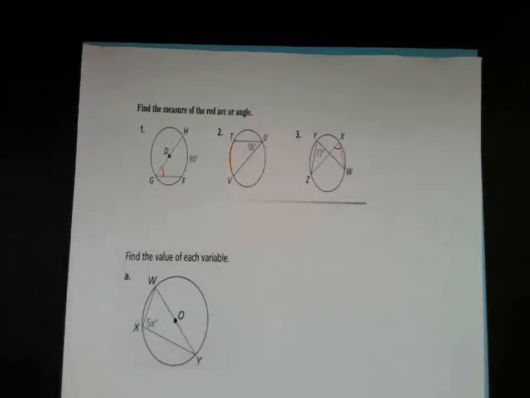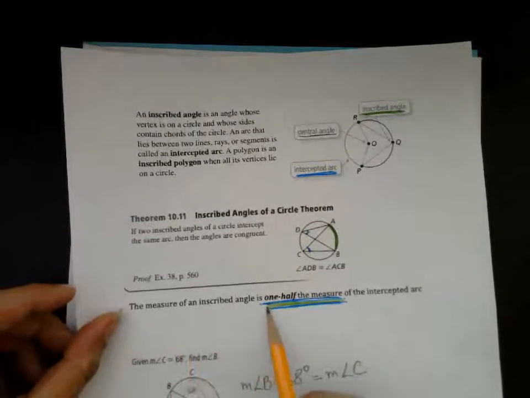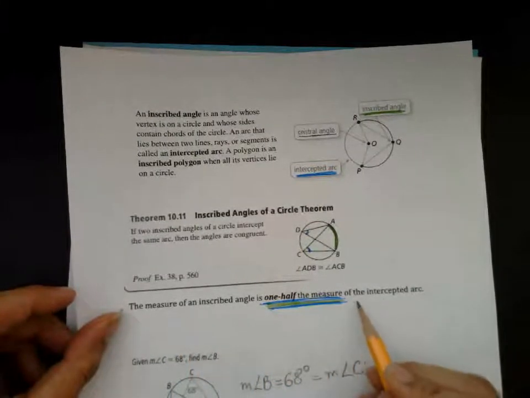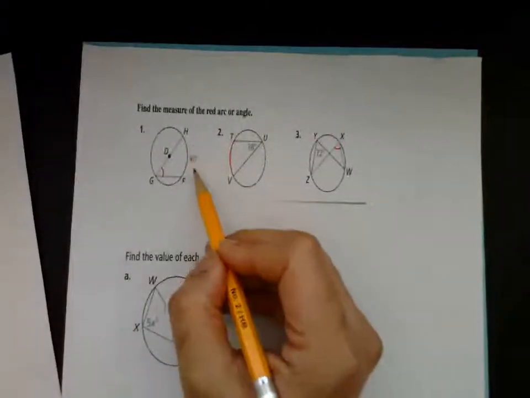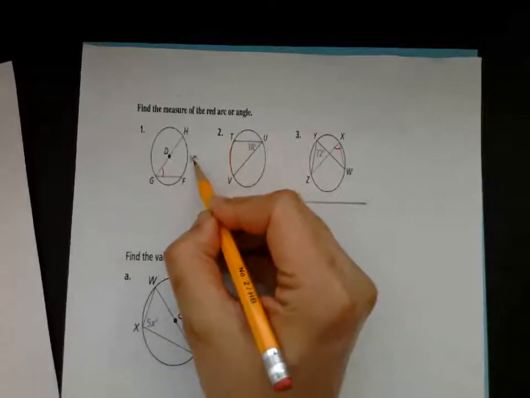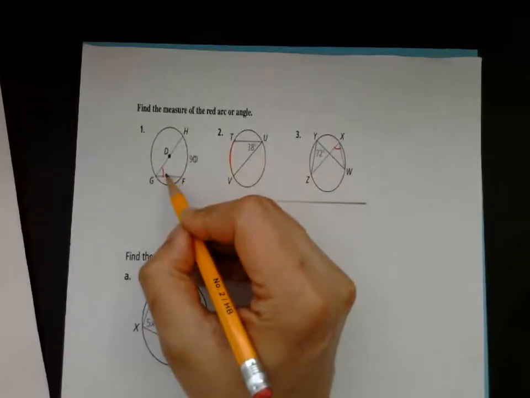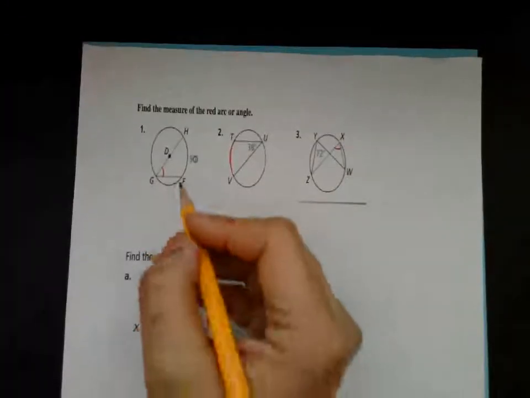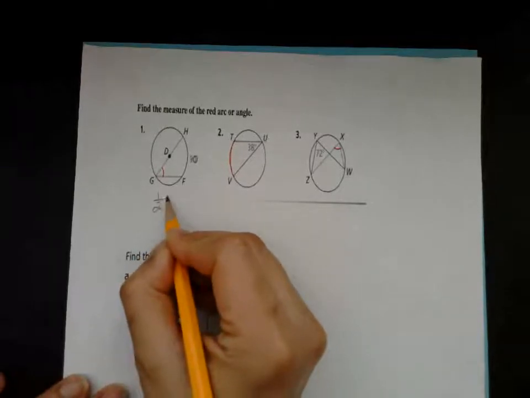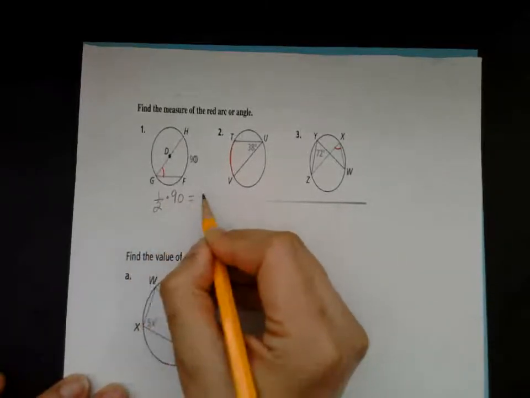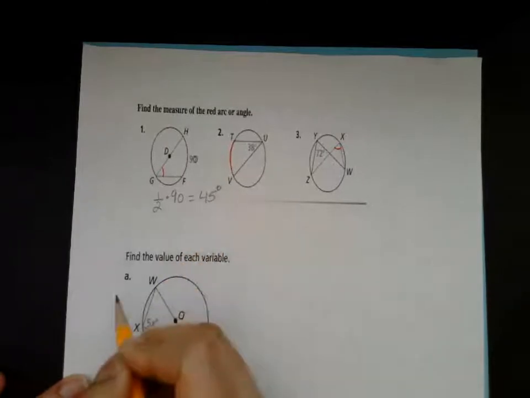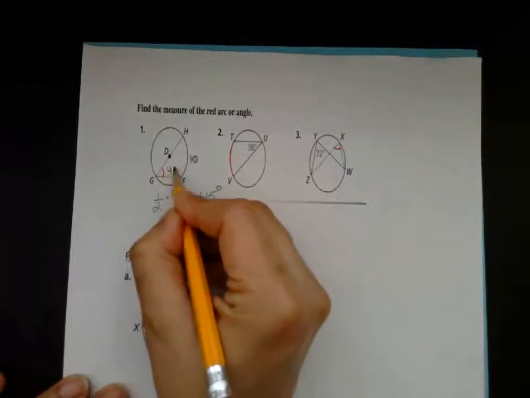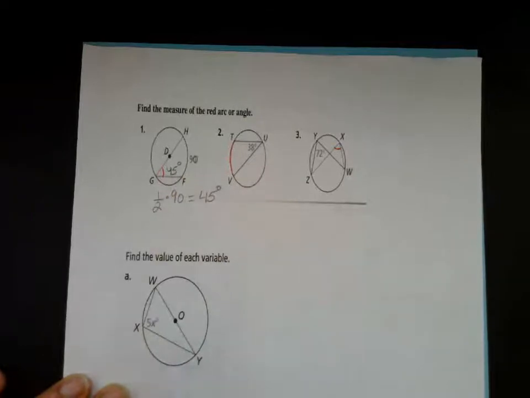We have read that the measurement of the inscribed angle is 1/2 the measure of the intercepted arc. If I have to apply this, this is my intercepted arc. Intercepted arc is 90. I need to find the angle. Inscribed angle is 1/2 the intercepted arc. So 1/2 of 90 will give you 45 degrees. So the inscribed angle is nothing but 45 degrees.